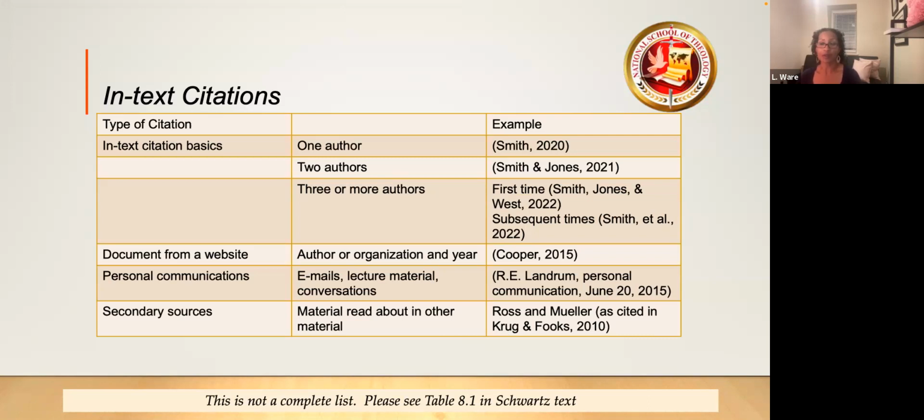I'm not saying it's wrong. You can use secondary sources, but if they give you the opportunity and mention the original source, it's always better to reference the original source.